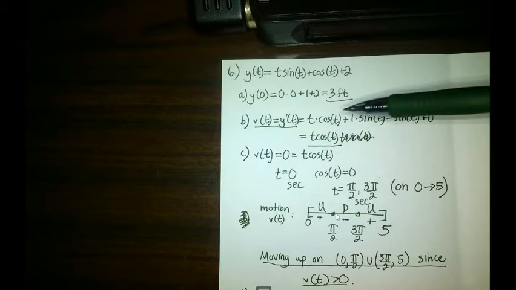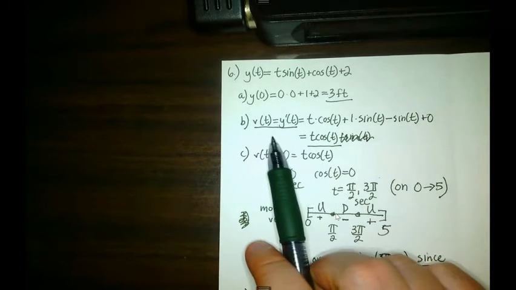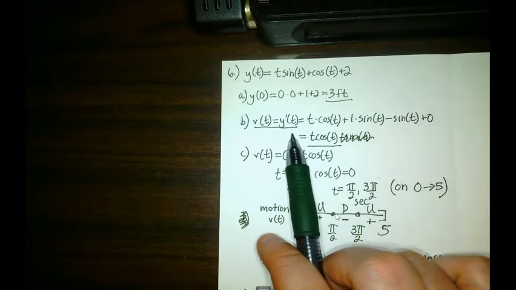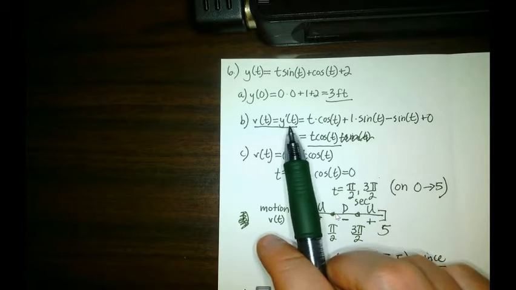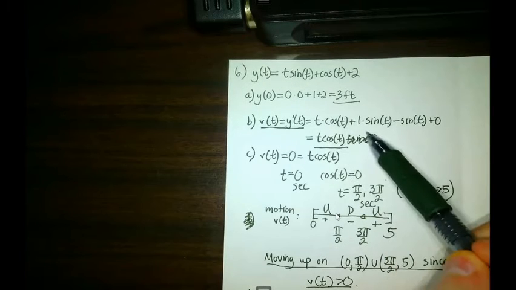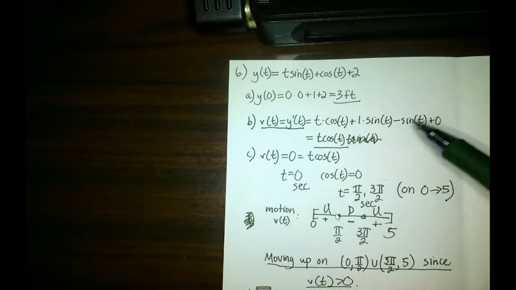Letter B, we're asked to find the velocity function. Now, one key detail I want you to make sure you pay attention to is I've identified this new function, velocity, but I've connected it to the function y prime of t. To get the derivative, I need the product rule, which I've spelled out here. Derivative of cosine, the derivative of 2, I simplified.